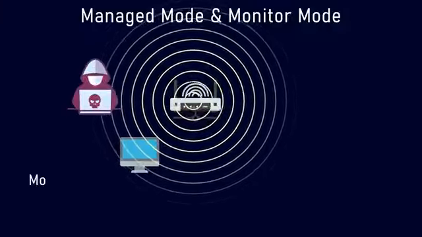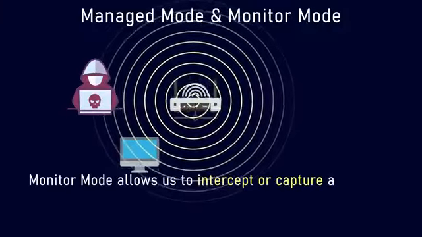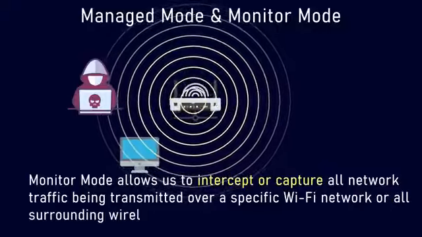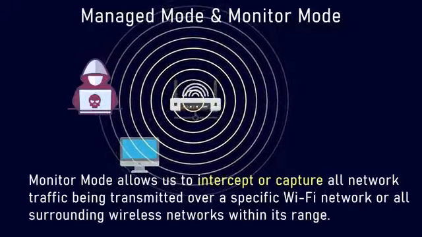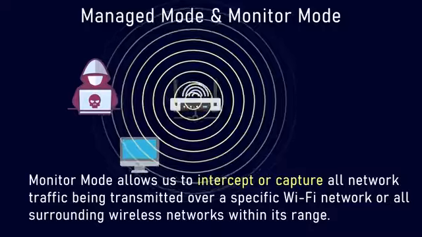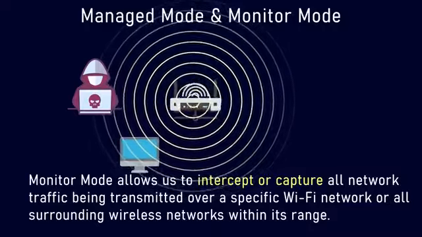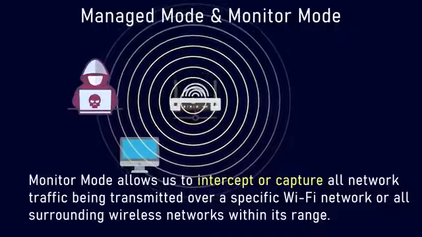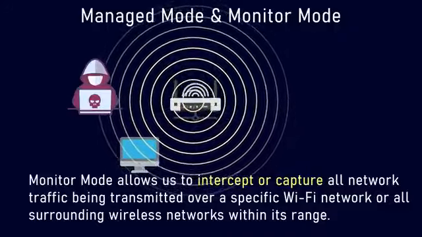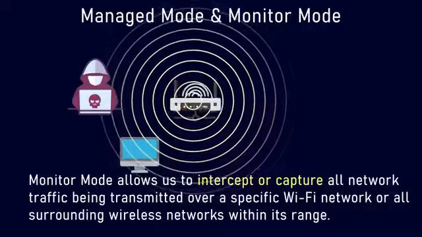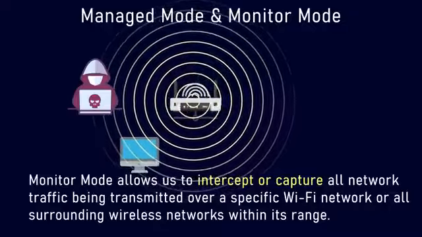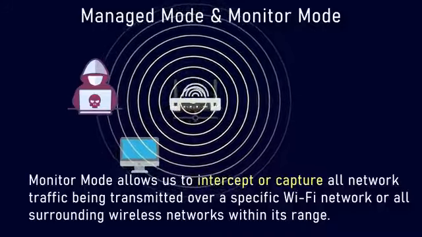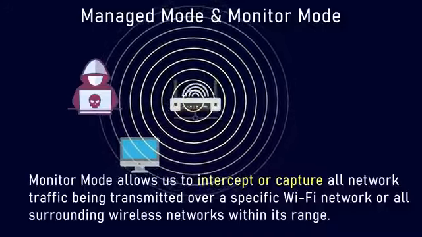It allows us to intercept or capture all network traffic being transmitted over a specific Wi-Fi network or all surrounding wireless networks within its range. Wireless cards operate in managed mode by default, allowing you to connect to Wi-Fi networks. However, to capture or monitor network traffic, we need to switch or change the network card to monitor mode. In monitor mode, a wireless network adapter can capture wireless network traffic within its range.